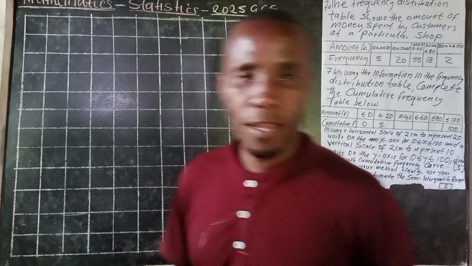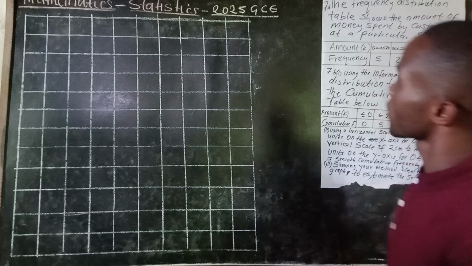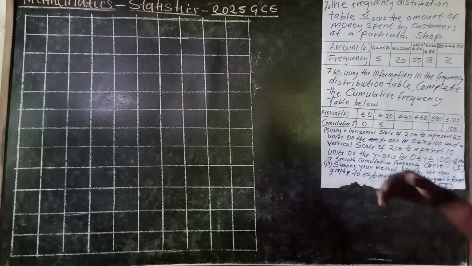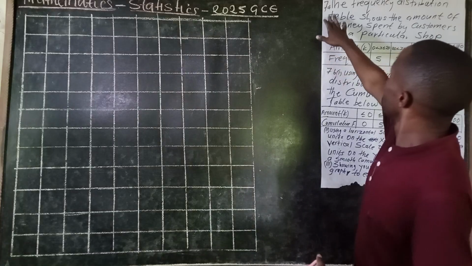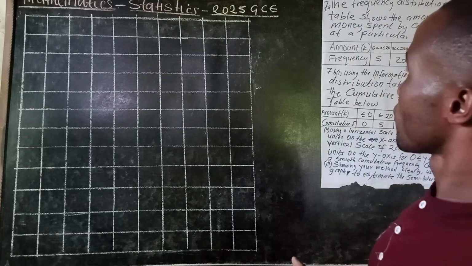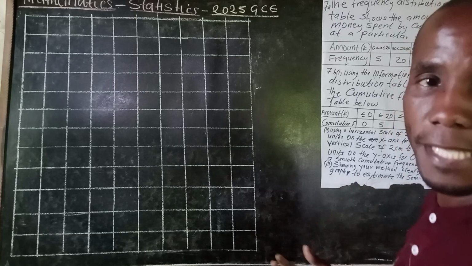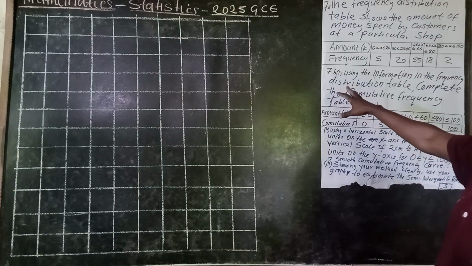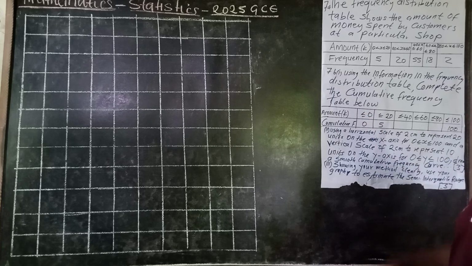Okay, you are through to my mathematics class. This is just a continuation from where we ended. In the previous lesson, we did the question on how to find the standard deviation. Now, in this lesson, we are going to look at question number 7b, the next question.